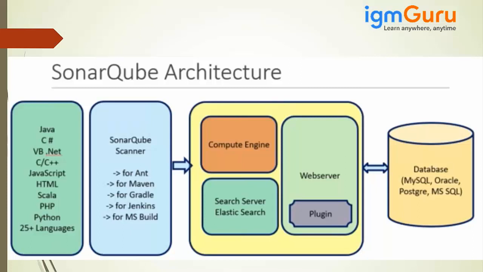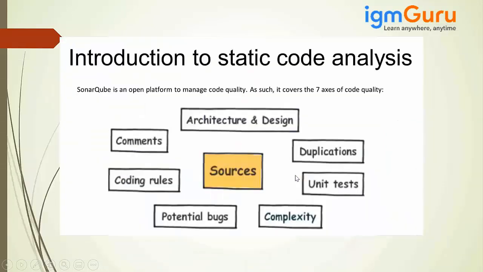On top of that, when I talk about the architecture of SonarQube, I come to know that SonarQube has two major components. This is the SonarQube engine and this is the SonarQube scanner. SonarQube has the capability of addressing 25 plus languages for quality analysis. With the SonarQube scanner, it will scan the code, and with the compute engine which is inside my server and with the database which it has, it will go ahead and do the analysis for me.